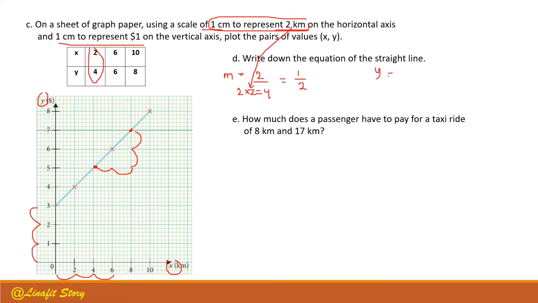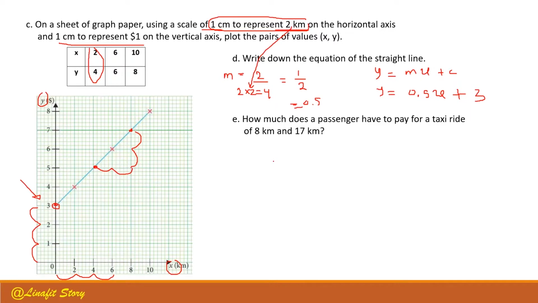So y is equal to mx plus c. The gradient is 1/2 or 0.5. So y is equal to 0.5x plus c. C is the y-intercept. Y-intercept is 3. So the equation is y is equal to 0.5x plus 3.